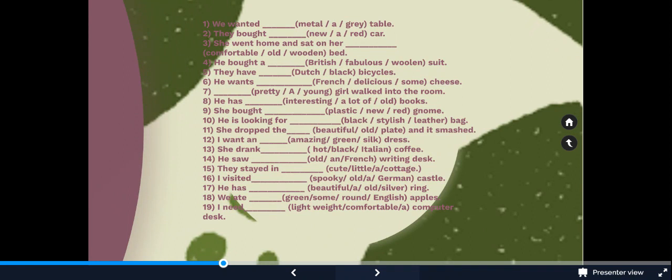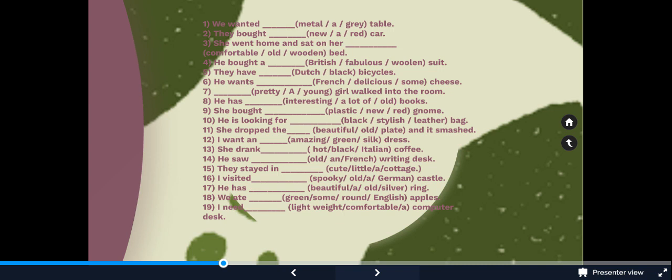Here we have more sentences. The first sentence: we wanted dash table. What are the words given to qualify the noun table? Metal, a, gray. Metal is a material, a is a determiner, gray is color. So how do we arrange it in proper order? Yes, a gray metal table. Second one: they bought dash car, new, a, red. A determiner comes first. After that, new, age, comes and then color, that is red.